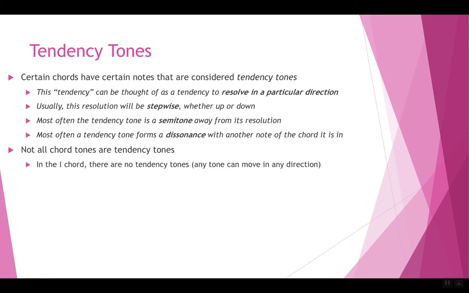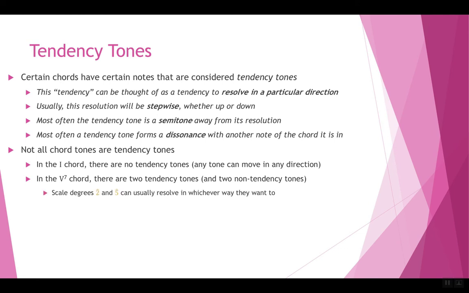So not all chord tones are tendency tones. In the 1 chord, there are no tendency tones. Scale degrees 1, 3, and 5 can move in any direction. Any of those tones could go in any direction, whichever chord you go to next. But in the 5-7 chord, assuming it's going to a 1, two of the notes are tendency tones, and two of them are non-tendency tones. So scale degrees 2 and 5 are non-tendency tones. They could resolve in whichever way they want to. Scale degree 2 could go up to 3, it could go down to 1. Scale degree 5 could stay on 5, it could go down to 3.